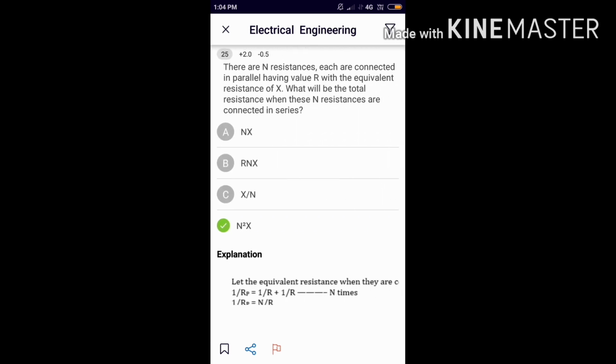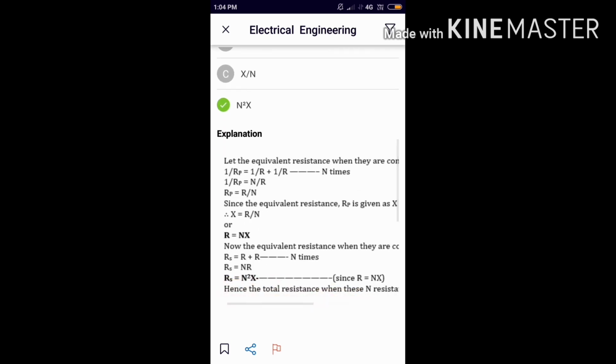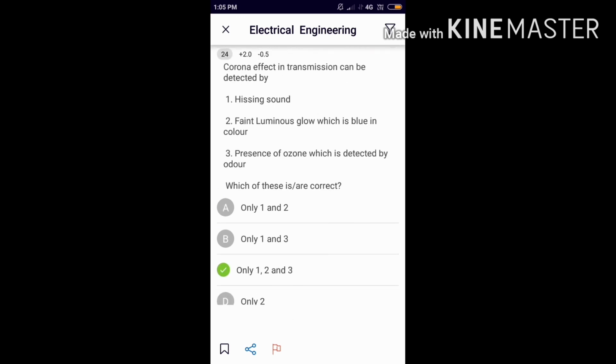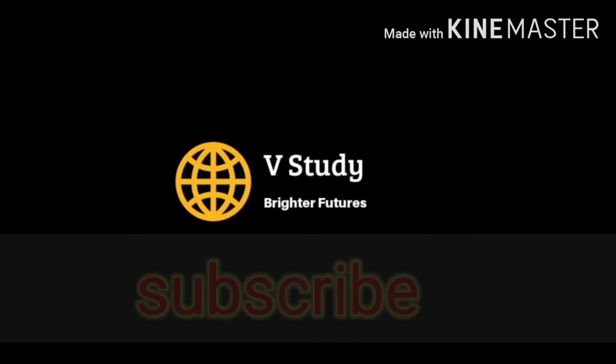The next question is, there are n resistances, each connected in parallel having value R. This is also based on some problem questions. We will solve it.